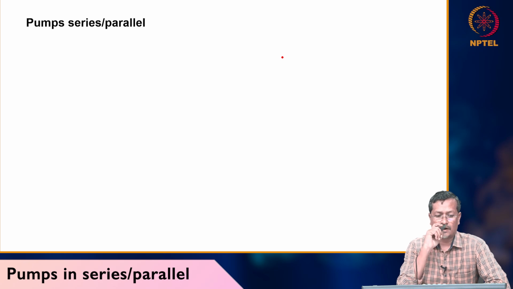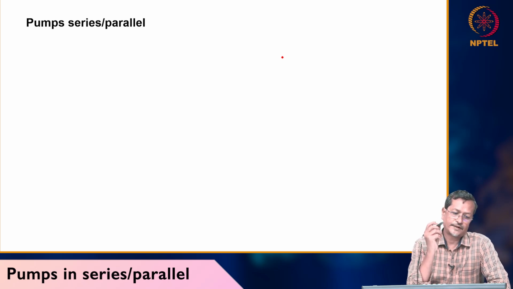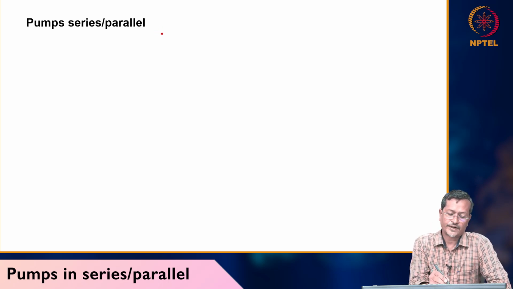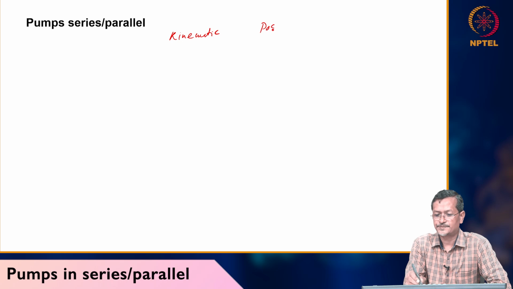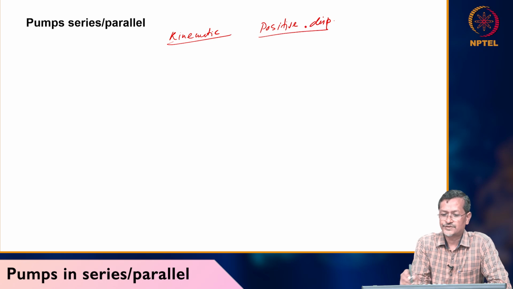Now I will start the pumps in parallel, in series and compressors, that part. So we have already learned that pumps can be basically two types. One will be centrifugal or dynamic or kinematic pump, and another will be positive displacement. They have their own characteristics, like kinematic, basically centrifugal pump.